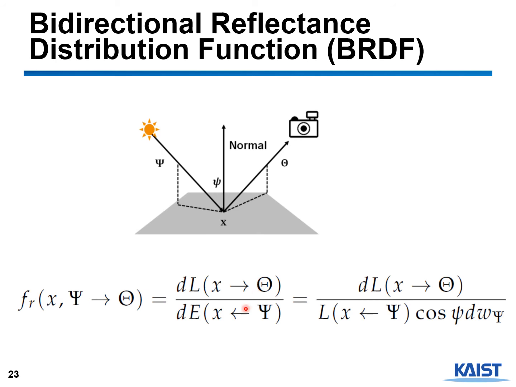Here I used the notation dL from x to theta, and the incoming energy dE at x from this psi. Basically, this is the irradiance value and this is the radiance value, which we can actually measure with a camera. For the irradiance value, we treat the light source as a certain very small source, so we think about the radiance value from here to there, also modulated by this cosine psi with a certain solid angle.